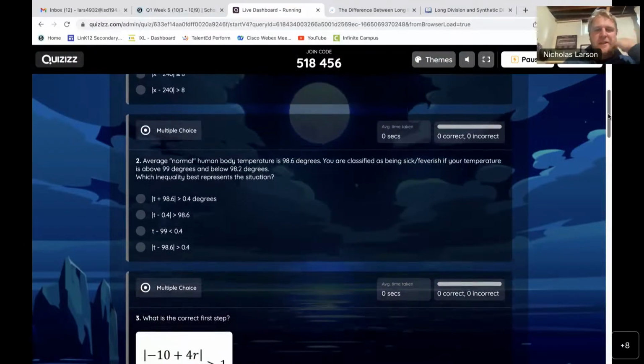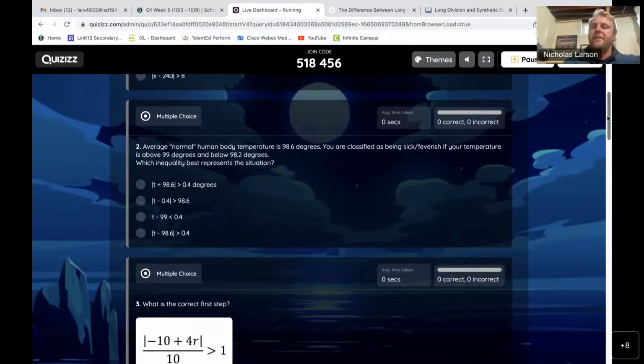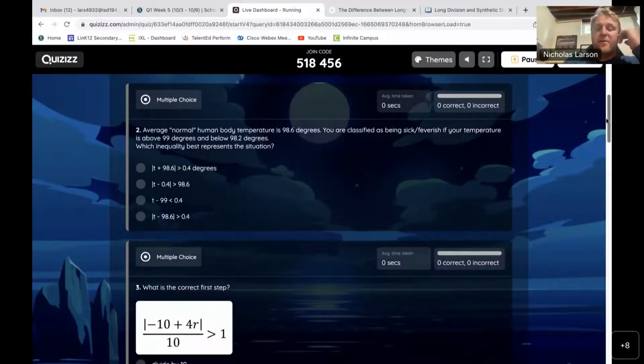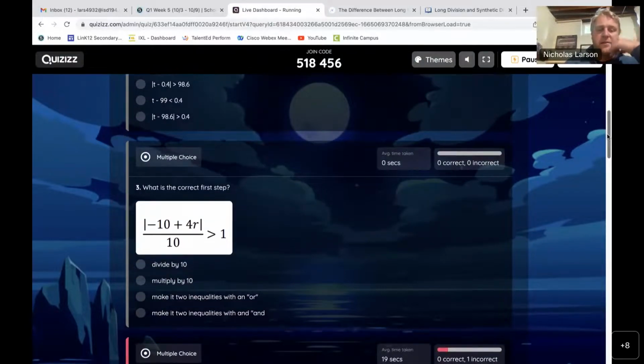Pay attention to less than or equal to. Again, can your answer equal that? Can it not? Sometimes it can, sometimes it can't. That's why we have that line underneath to show if it equals to or not.